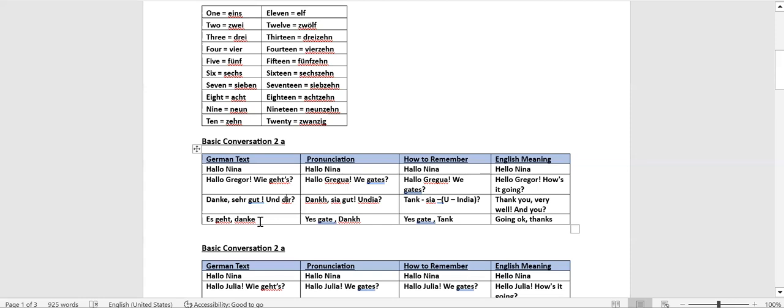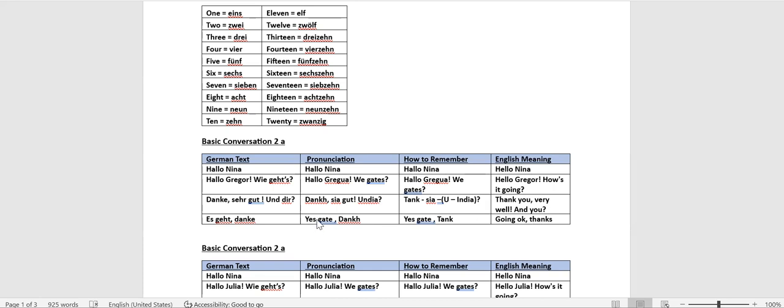Okay, so let's look at this fourth sentence. Look at the spelling. Es geht danke. Don't worry about all the spellings. You need not learn all these by heart in the very first instance. This all comes with practice. So now what does this mean? It means going okay, thanks.